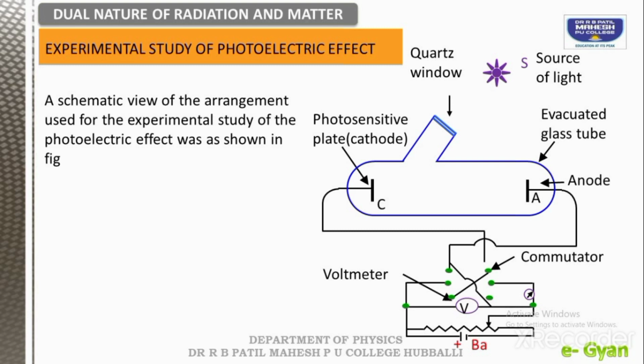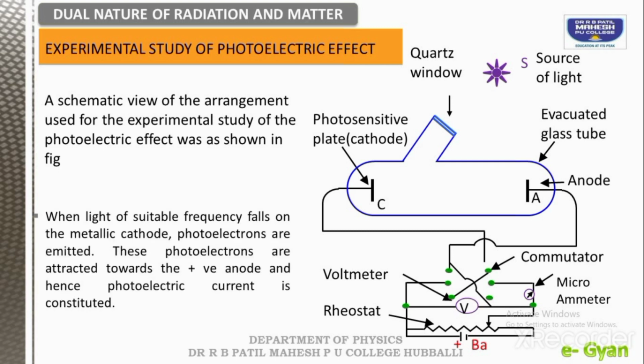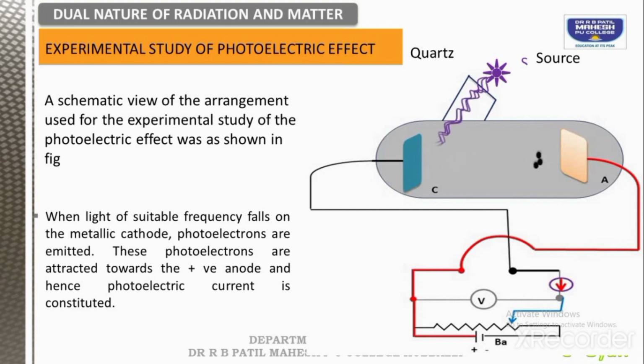The voltmeter helps to measure the voltage, and the microammeter, which is connected in series in the external circuit, helps to measure the current. The rheostat helps to vary the potential difference. So note all these points; we will study them further. When light of suitable frequency falls on the metallic cathode, photoelectrons are emitted. Here, when the light source falls on the cathode, electrons immediately are emitted towards the anode. These photoelectrons are attracted towards the positive anode, and hence photoelectric current is constituted. That means current has been generated.